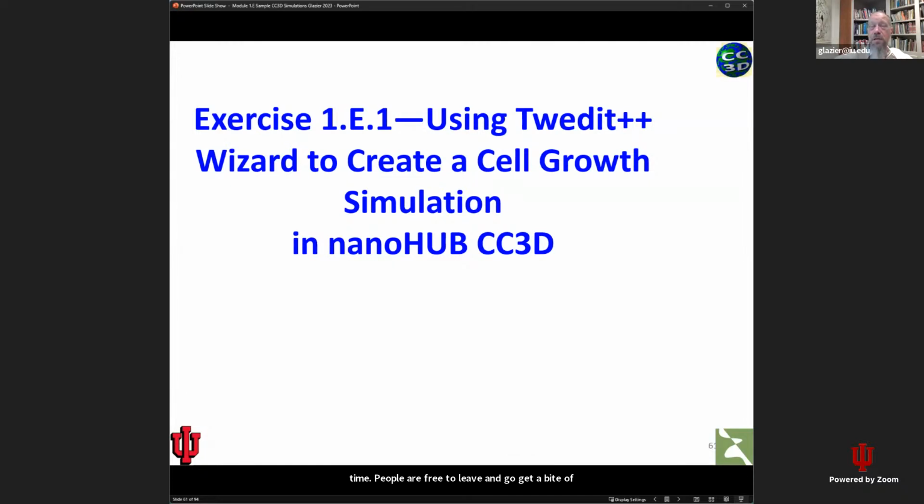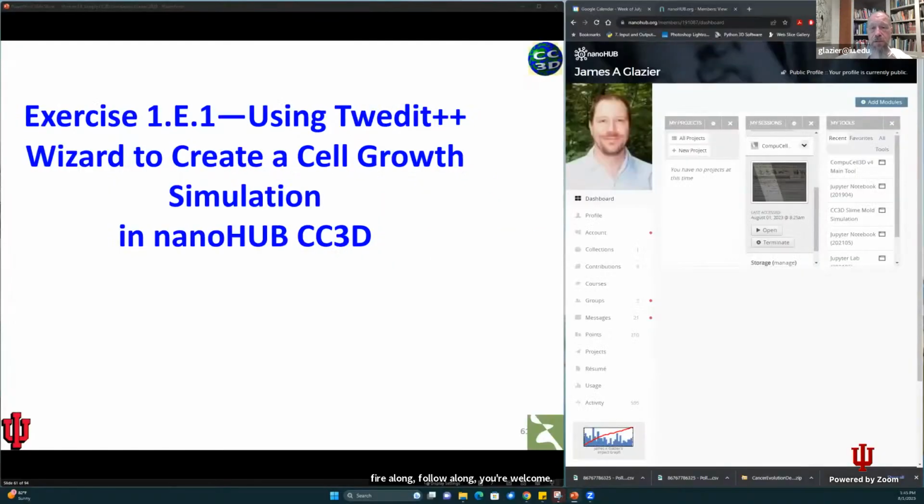But I wanted to talk a little bit about how to use Twedit and Wizard to create a cell growth simulation in NanoHub. And I'm going to do a reshare of the screen here. If you want to fire up NanoHub and try to follow along, you're welcome. I'm not going to expect people to be able to do all of this, but I do want you to see it because you're going to be doing this repeatedly during the rest of the day and during the rest of the week. And I wanted to give people a once through here before we go forward.